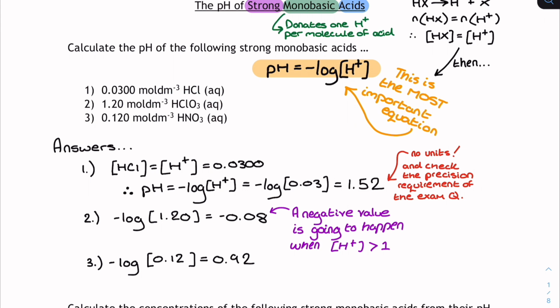pH. That's totally fine. It happens when you have an H+ ion concentration greater than 1. In fact, if you have an H+ ion concentration equal to 1, then you're going to get a pH of 0. And again, that's absolutely fine.